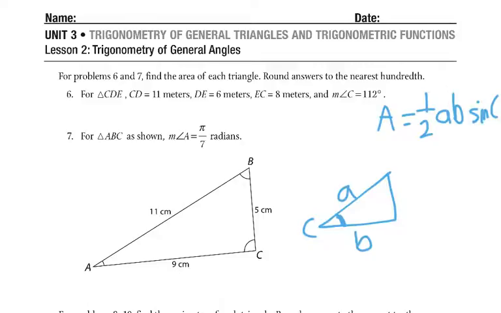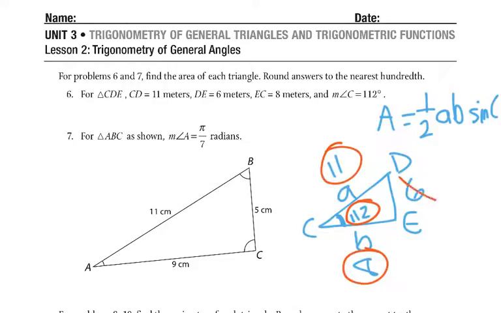Okay? So for number 6, we've got CDE. Angle C is 112. DE is 6. CD is 11. And EC is 8. So you have to choose that angle, but then this side and this side. We're not going to choose the side opposite the angle. Okay? Now we just put it into the formula.